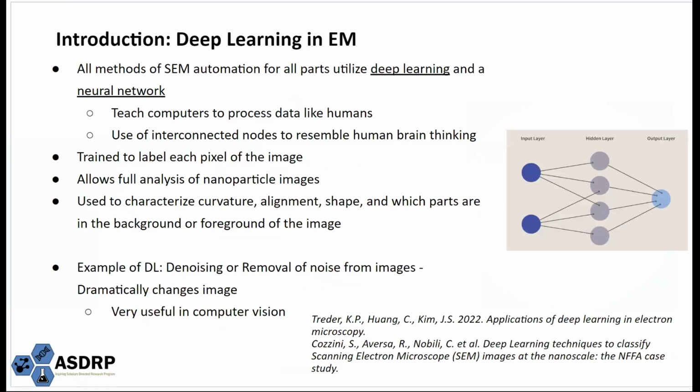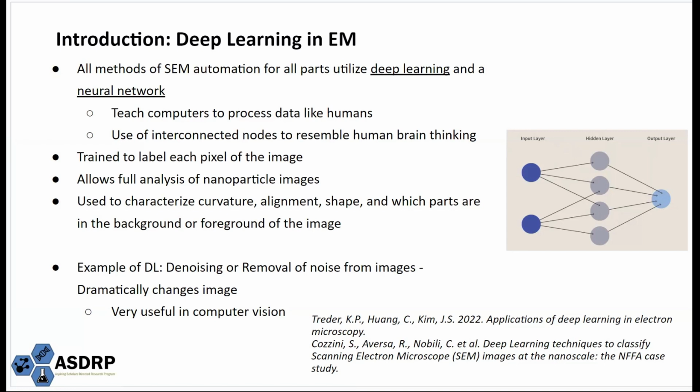So focusing in on the deep learning aspect of the machine learning in electron microscopy. A lot of the deep learning in SEM automation uses neural networks, which teaches the computers to process information, data, and overall just quote unquote think like a human does. The process of a neural network can be shown as a graph with interconnected nodes that resemble how information flows inside a human brain. And deep learning in the image recognition part of electron microscopy is trained to label and analyze each pixel.